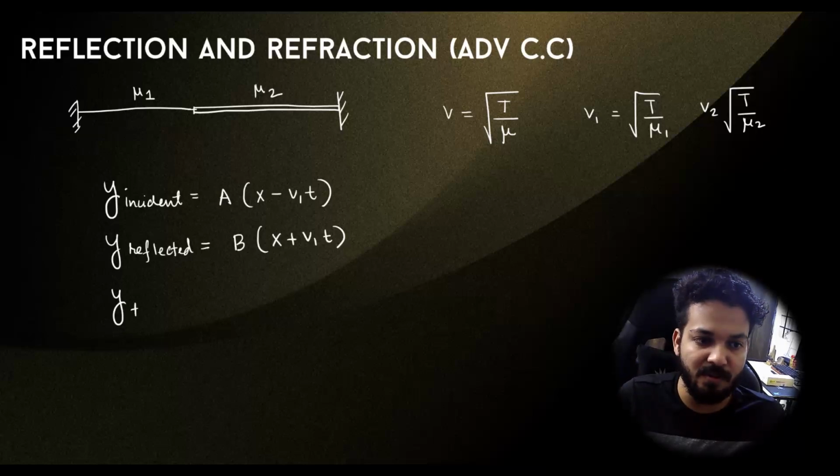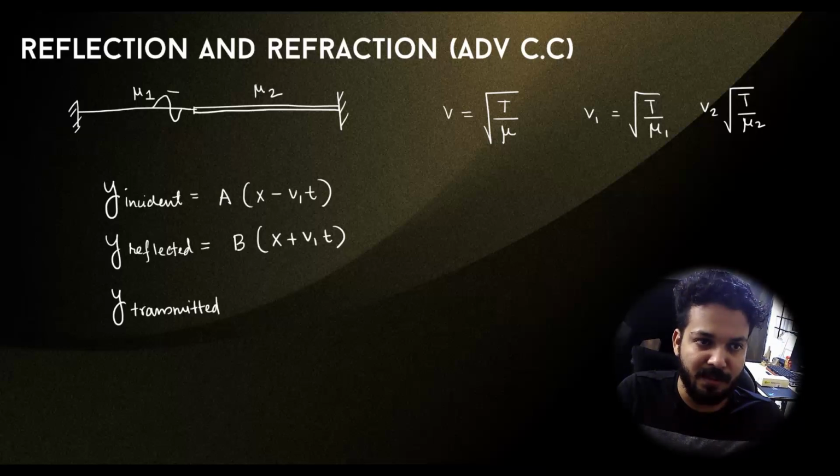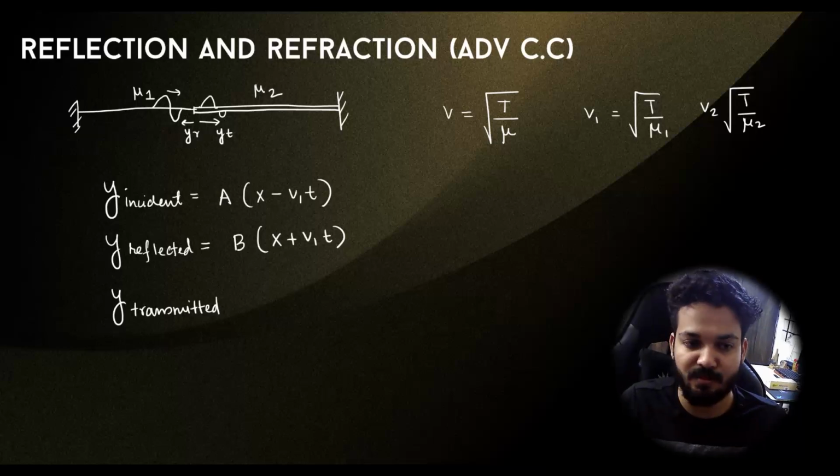Now if I talk about the transmitted wave, the one that goes through to the next medium, let's say the wave is incoming like this, and some part of it went back, that is the reflected wave, and this one is the transmitted wave, the second part which moves forward, the dotted line that you saw in the simulation. Let's say its amplitude is c, and this time I'll have to use a different velocity: c into (x minus v2 into t). So these represent all the waves that we have to talk about.